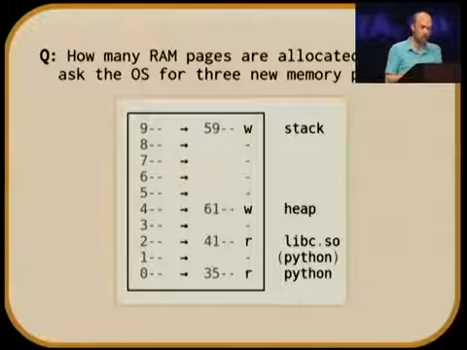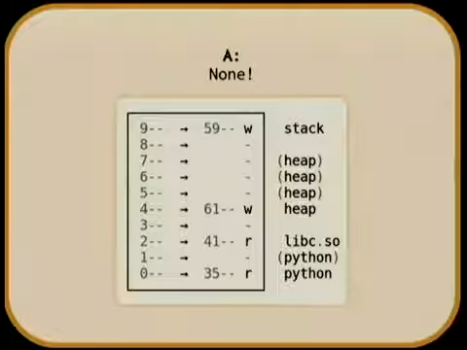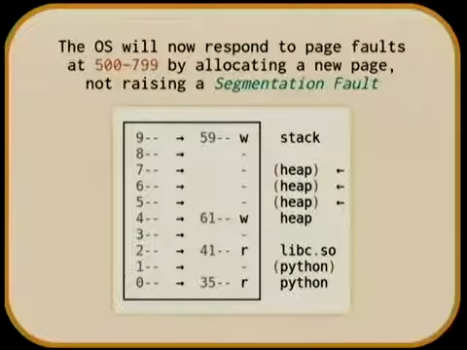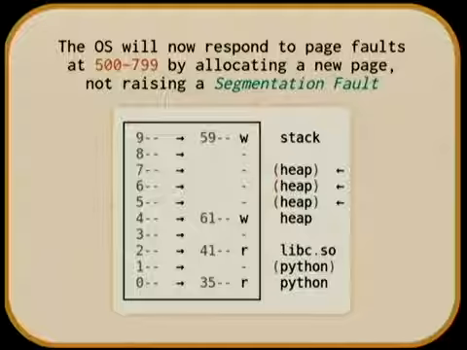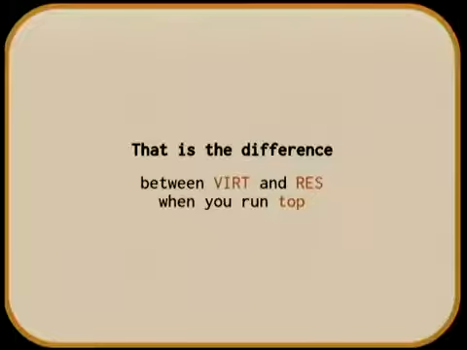Heap allocation works the same way. How many RAM pages do you think would be allocated if you asked for 3 more in this situation? And the answer is none. All the OS does is remind itself that it shouldn't cause a segmentation fault if you try touching page 5, 6, or 7 later, but that it should then live up to its promise to give you a readable and writable page. But they're not actually allocated until you try doing an operation on them.